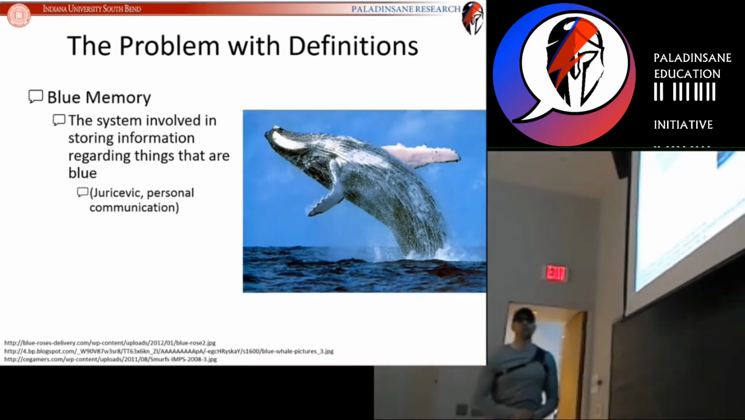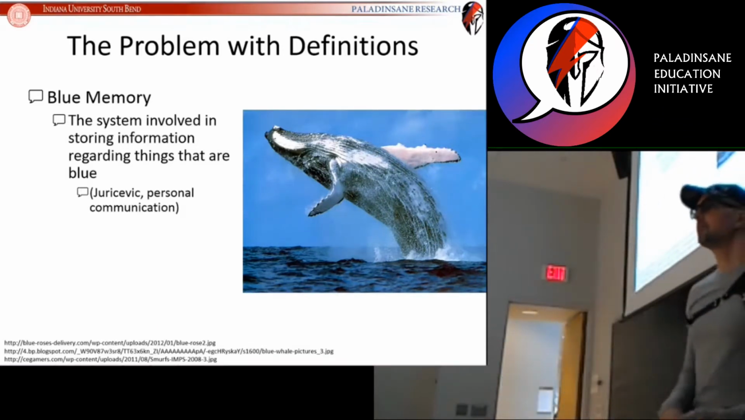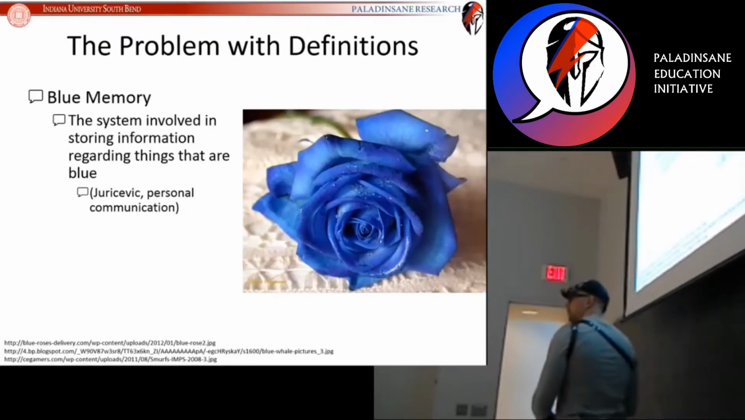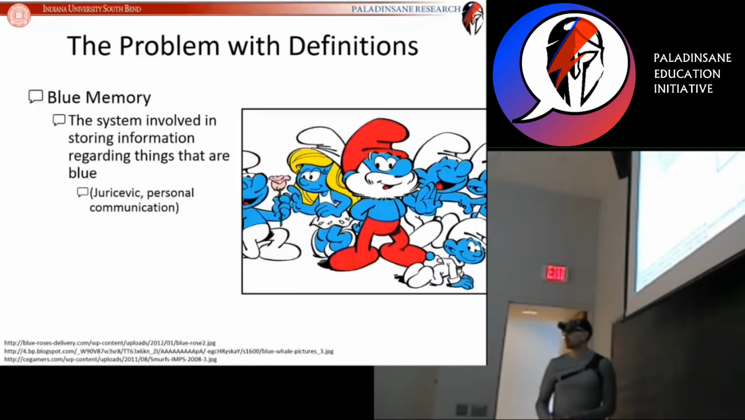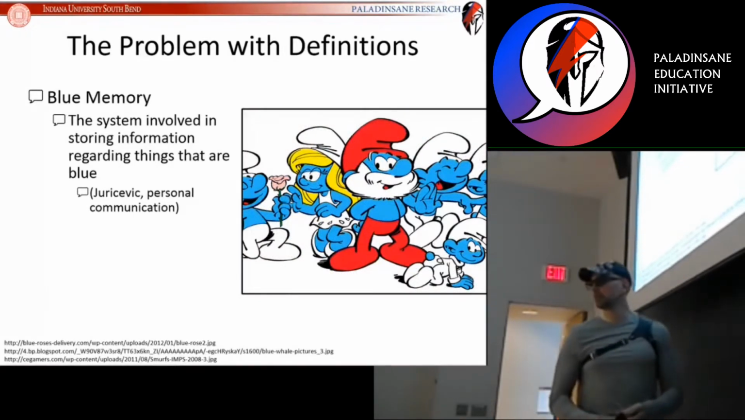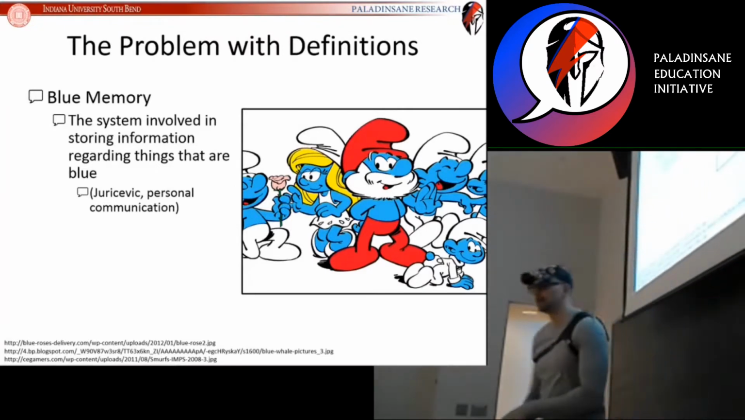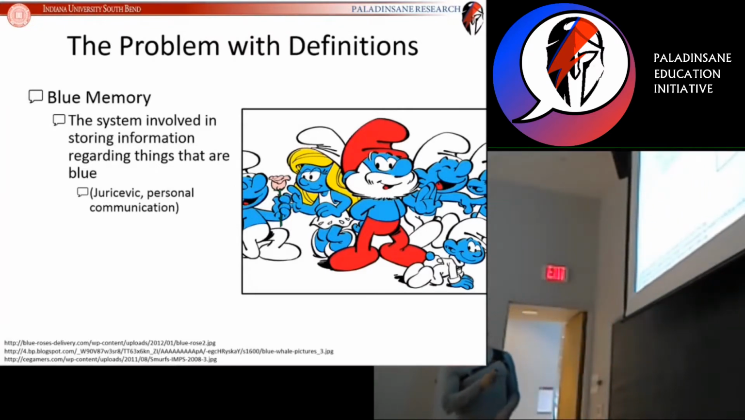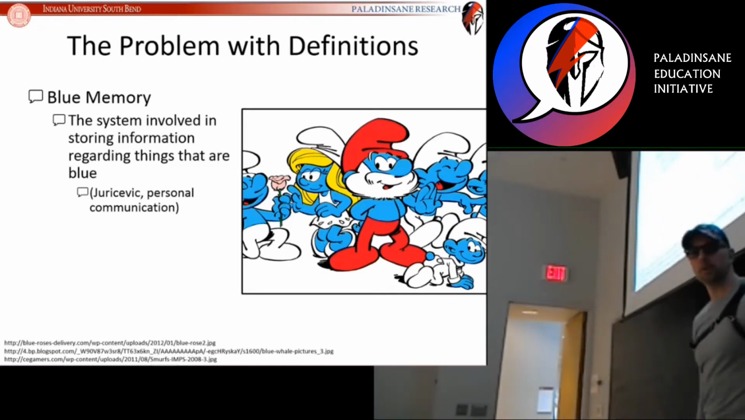So if you remember that animal is called a blue whale, then you are using your blue memory. And if you remember what a blue rose might look like, you're using your blue memory. And if you know what those characters are, you are using your blue memory. So the fact that you can remember blue things could possibly mean that you have a blue memory system, a system evolved for storing information specifically for blue things. And that's not my only contribution to memory research.